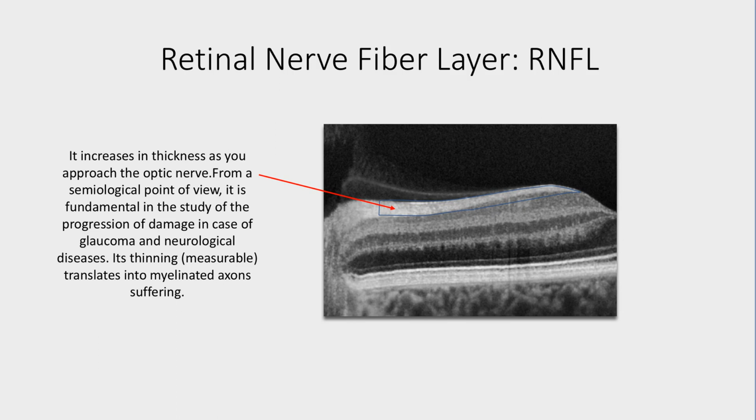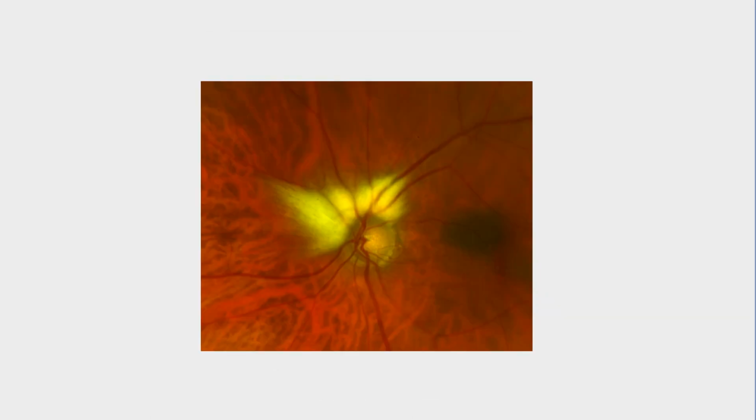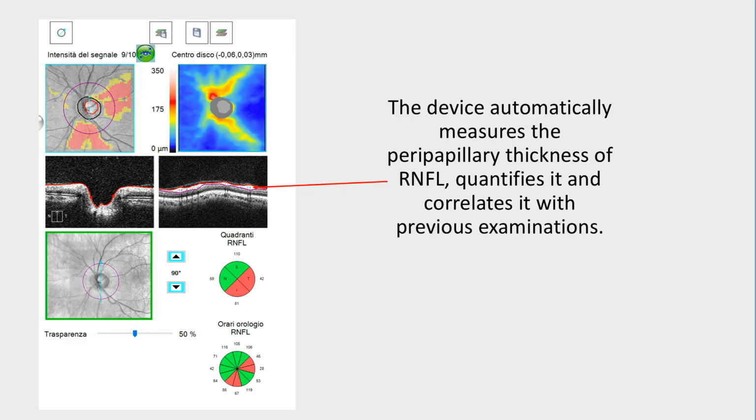Here the retinal nerve fiber layer. In case of myelinated retinal nerve fibers, particularly well visible, like in this patient from our consultation. Here, the appearance of the papilla in the Daytona picture. The thickness of the RNFL is measured automatically by the machine.